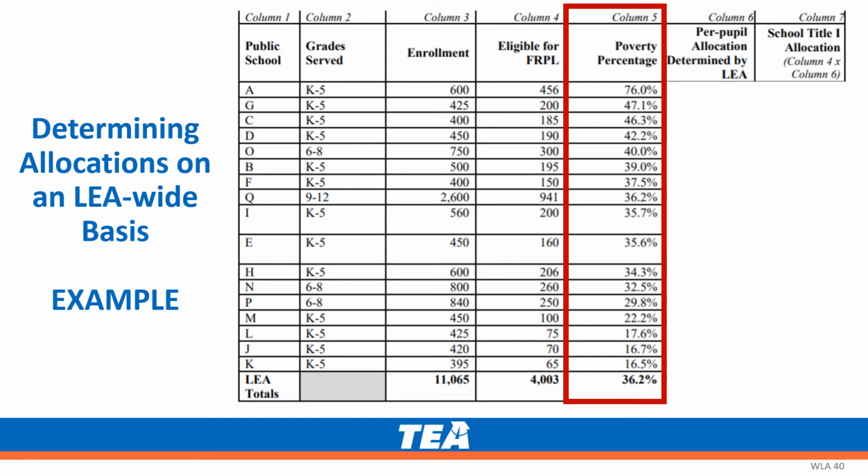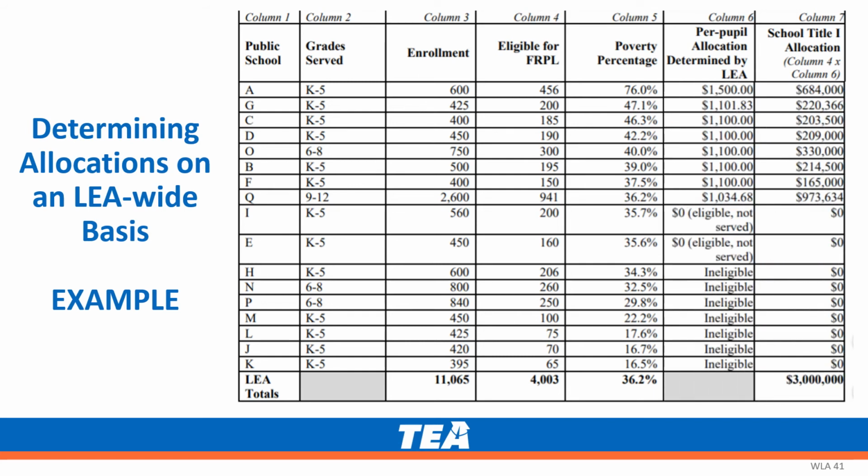Let's determine which campuses meet the Title I Part A eligibility requirements. The LEA low-income percentage in this example is 36.2. Let's now take a look at the rest of the data in this table.